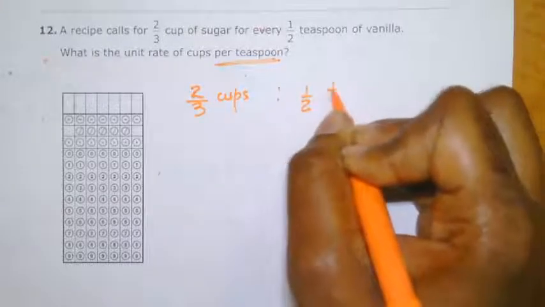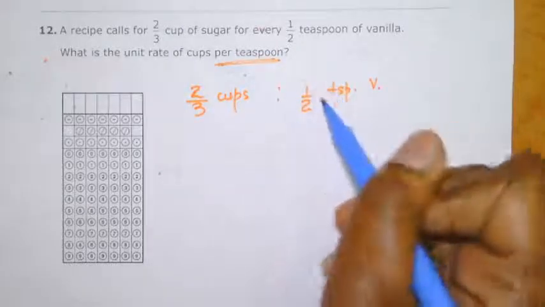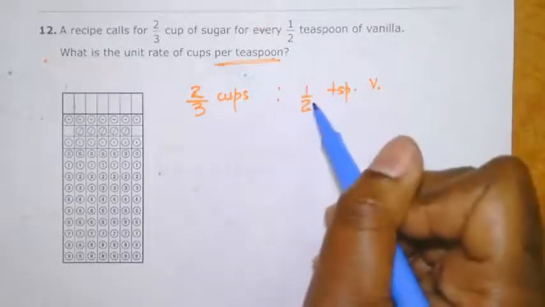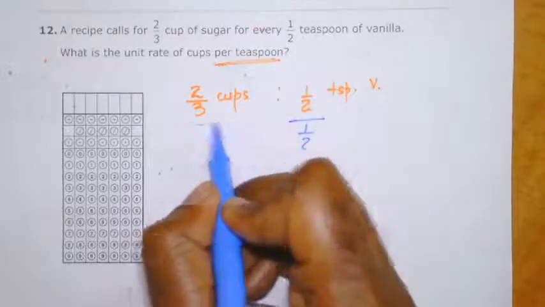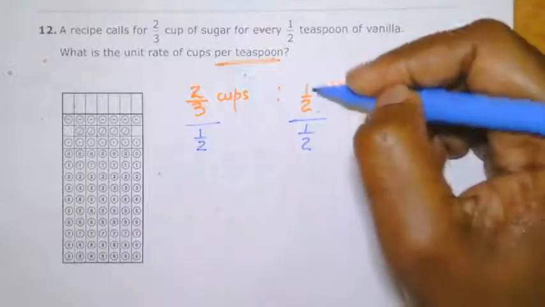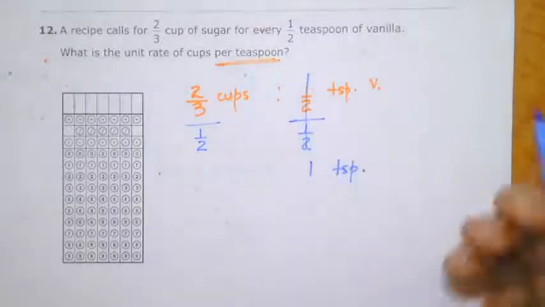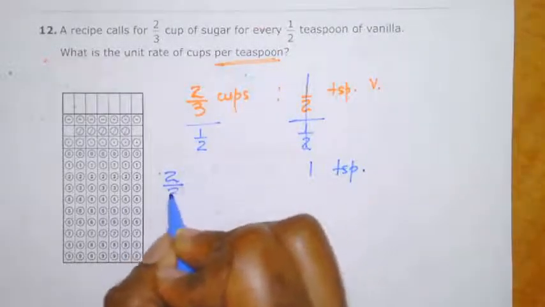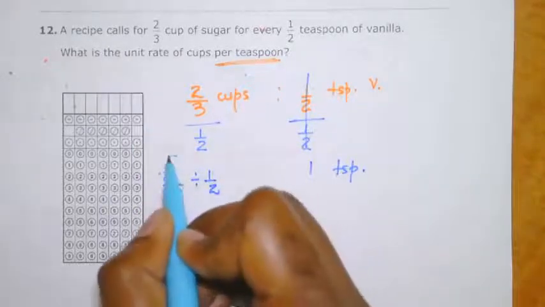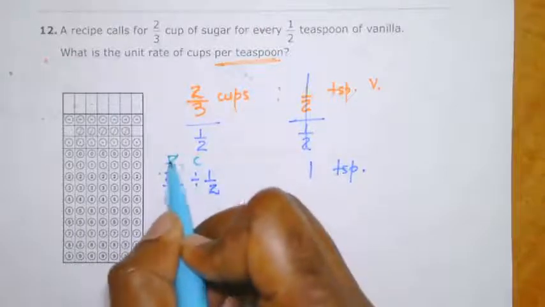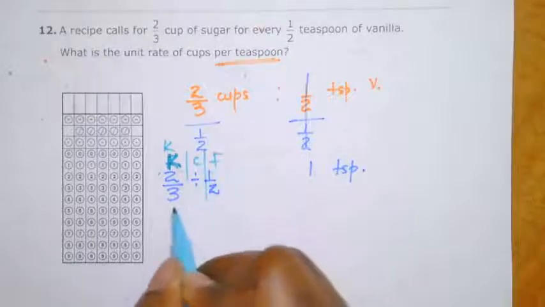So what we're going to do here, because we want to know how many cups we need for one, because we need to turn this half into a 1, we're going to divide both sides by a half. A half divided by a half, of course, would be 1. So 1 teaspoon. And then the cups is going to be 2/3 divided by a half. But when we're dividing fractions, we're going to do keep, change, flip. So keep, change to multiplication, and we're going to flip this.